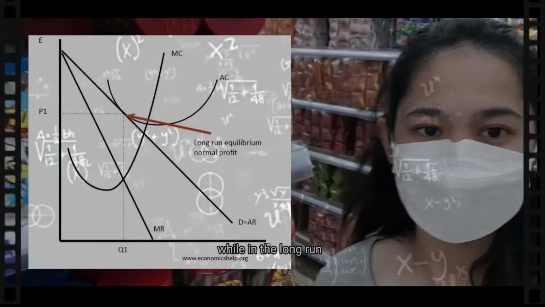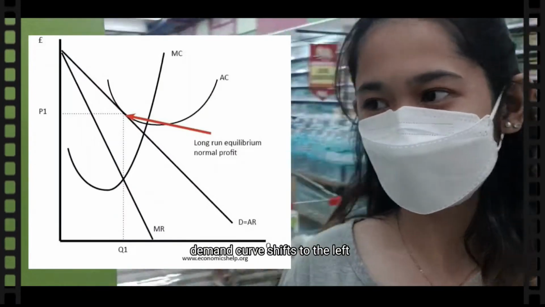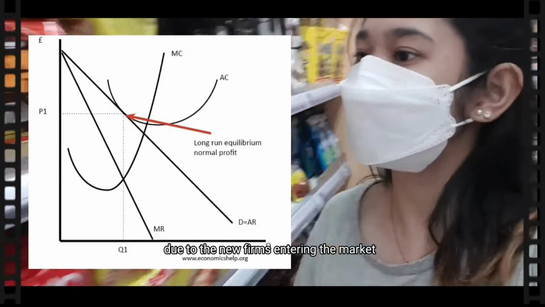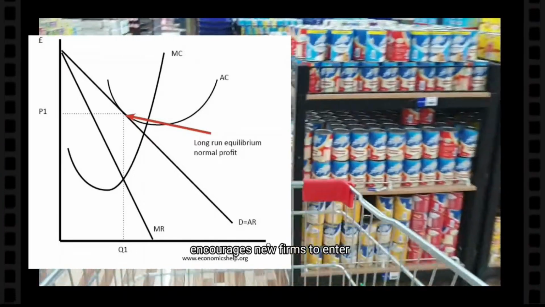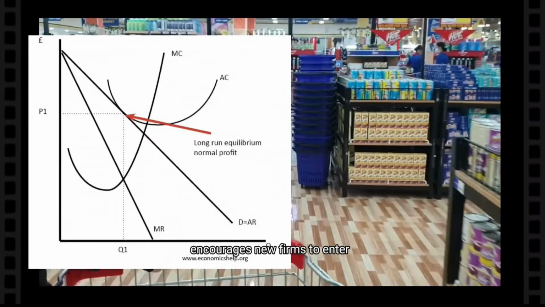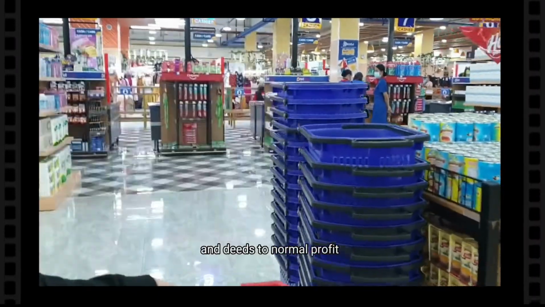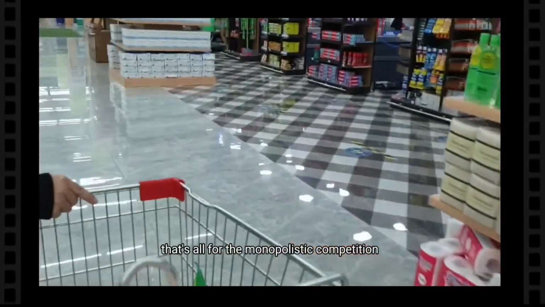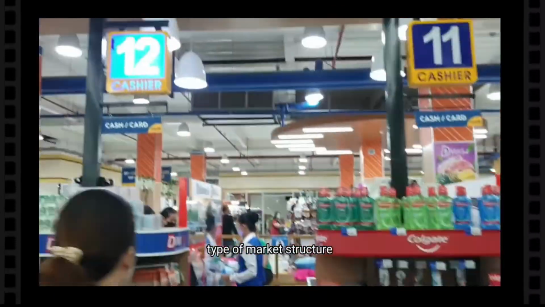While in the long run, the demand curve shifts to the left due to new firms entering the market. That's why supernormal profit encourages new firms to enter. This reduces demand for existing firms and leads to normal profit. That's all for monopolistic competition. Now, we will proceed to the next type of market structure.